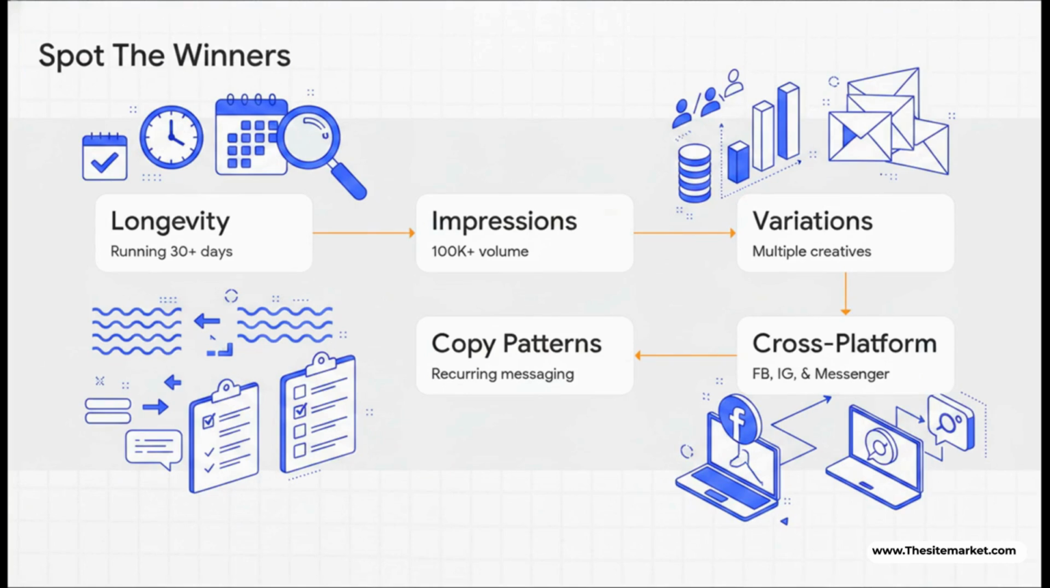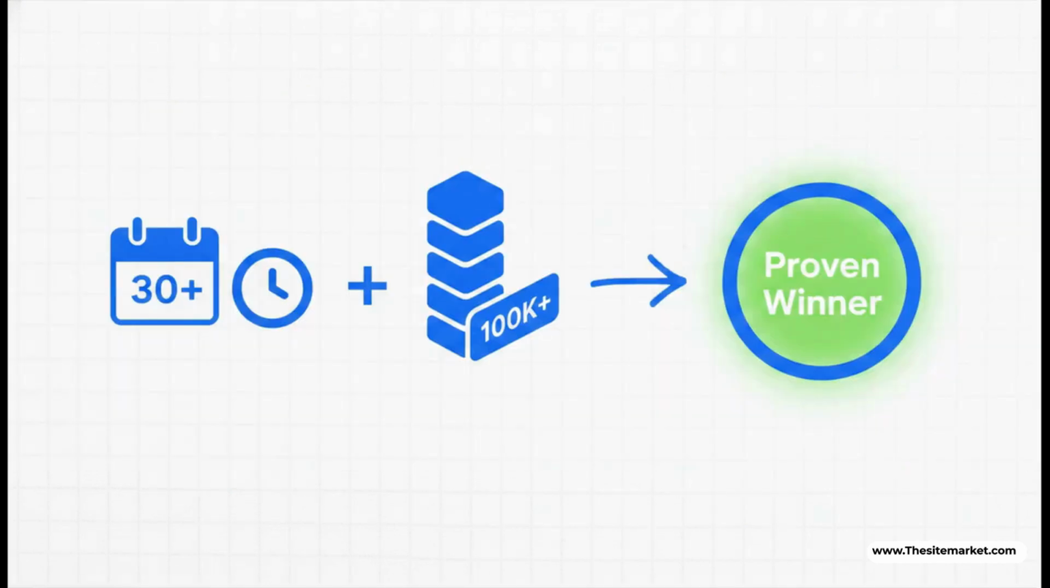Number 1, longevity. 2, impression volume. 3, creative variations. 4, cross-platform presence. And 5, ad copy patterns. Let's break down exactly why these specific signals confirm a winner. Signals 1 and 2 combined, that is your ultimate green light.